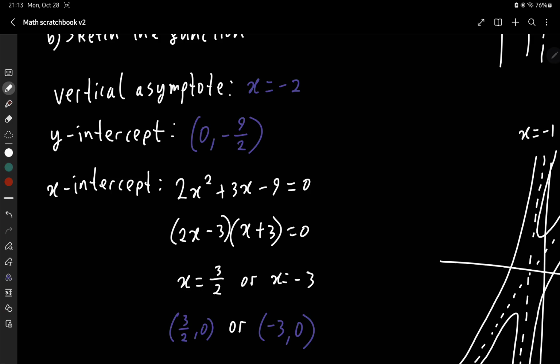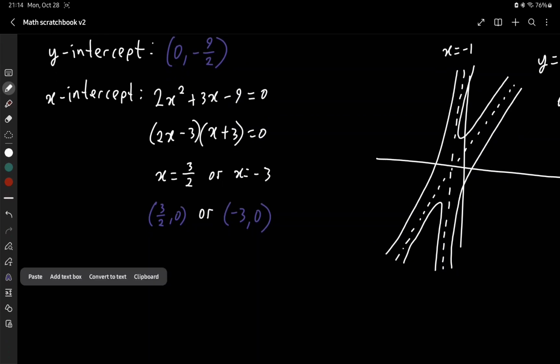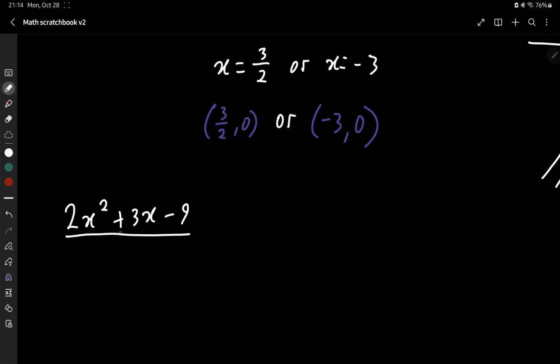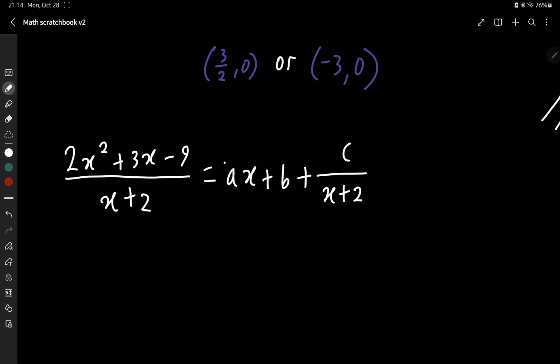All right, so we have those pieces of information, but this is not enough to get that oblique asymptote. So what we have to do now is, I won't explain why this exactly works, again, it's going to be in a different video, but what we want to do is transform it into the form ax plus b plus c over x plus 2. We just move this denominator to this side. And you can see again, we get that linear equation of ax plus b.